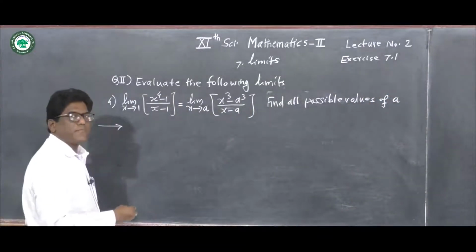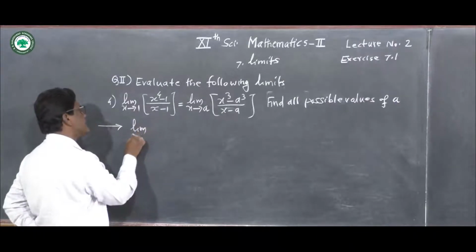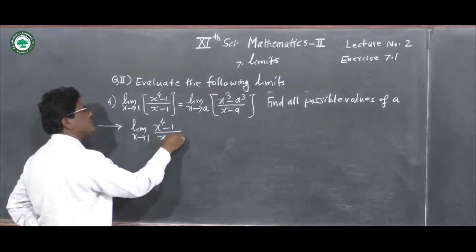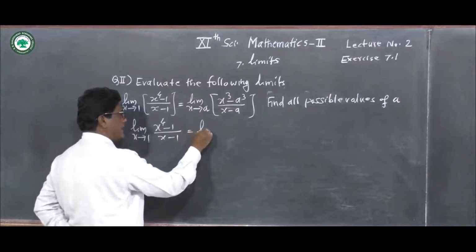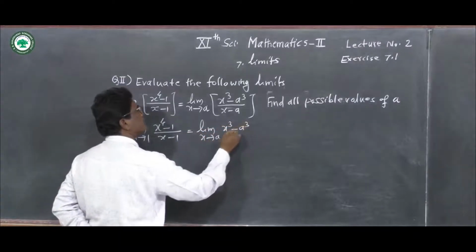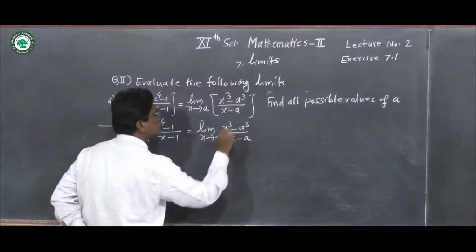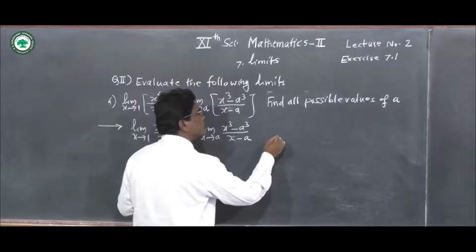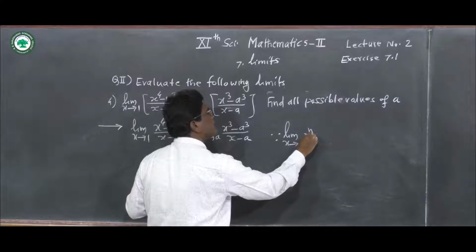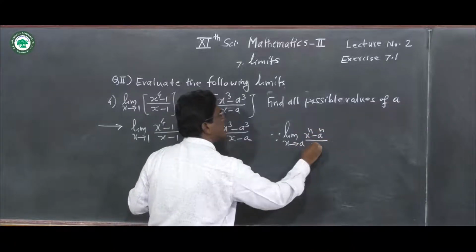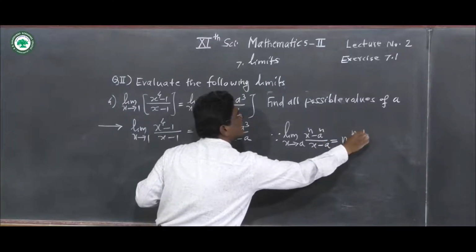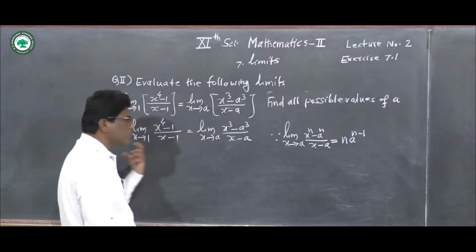So solution of this: limit as x tends to 1, (x to the power 4 minus 1) divided by (x minus 1) is equal to limit as x tends to a, (x to the power 3 minus a to the power 3) upon (x minus a). Now we have the standard formula. Which formula? Limit x tends to a, (x to the power n minus a to the power n) divided by (x minus a) is equal to n into a to the power n minus 1. We use this formula on both sides.